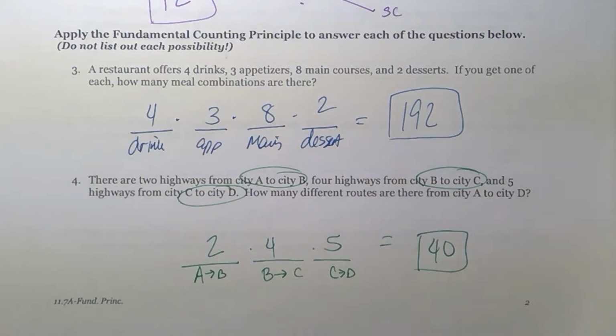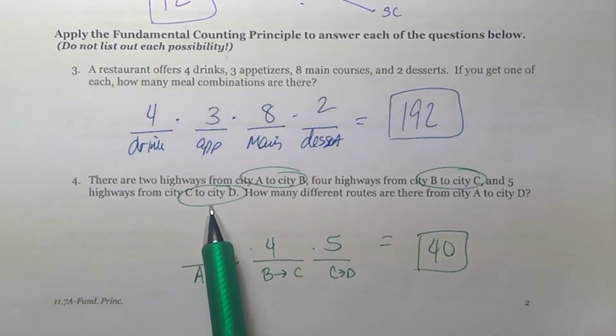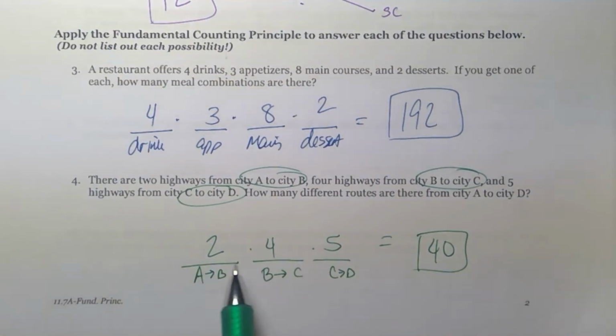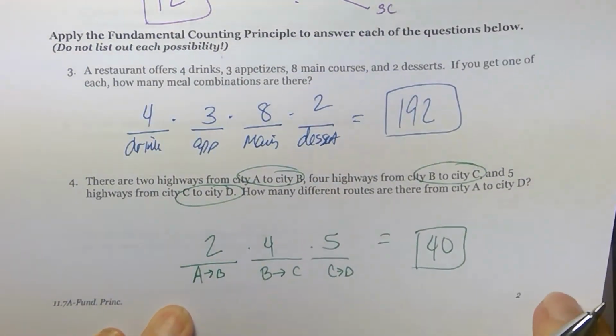So for number 4, we have 3 different routes to pick. Our first route goes from A to B, our second route goes from B to C, and our third route goes from C to D. There are 2 ways to get from A to B, 4 ways to get from B to C, 5 ways to get from C to D, and 5 times 4 is 20, times 2 is 40. So there are a total of 40 different ways to make our journey.